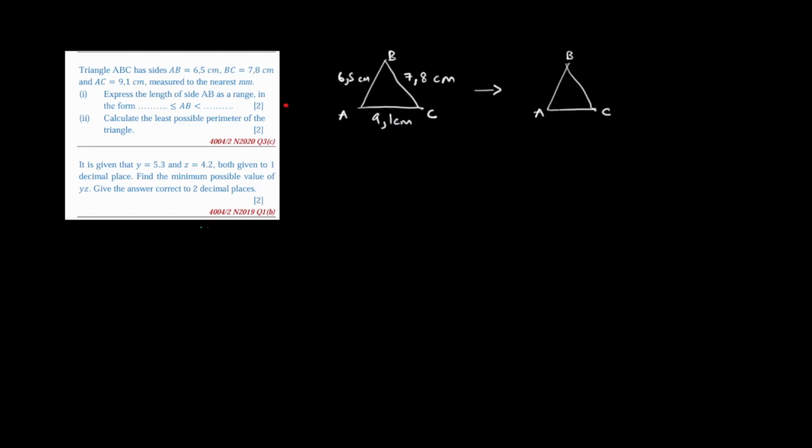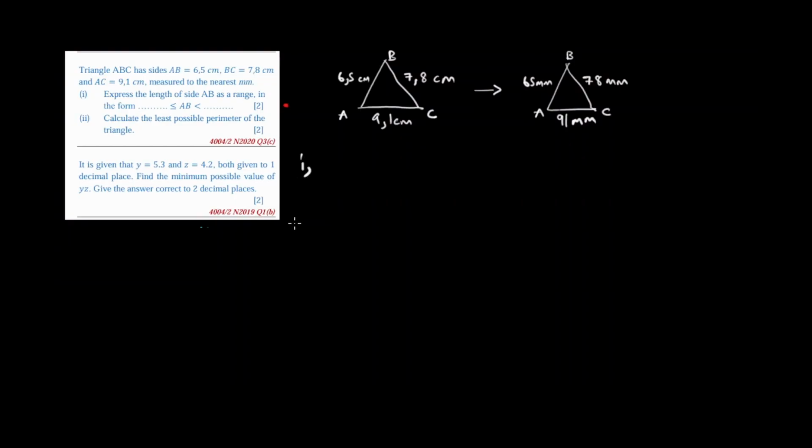Coming back to our question, 6.5 centimeters in millimeters is 65 millimeters, 7.8 centimeters is 78 millimeters, 9.1 centimeters is 91 millimeters. That is the triangle we have. Why are we converting to millimeters? Because of our degree of accuracy, the statement that says measured to the nearest millimeter is what gives us the necessity of doing that. Now let us answer the first part.